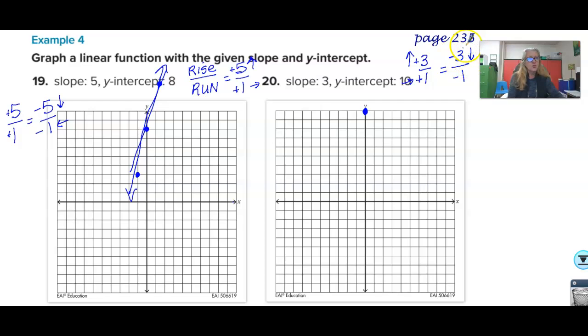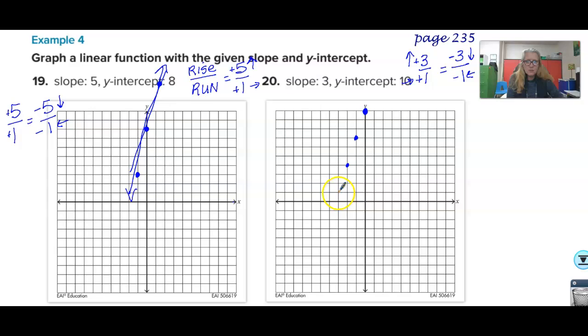Remember, the top number is always your up and down number, your rise. And the bottom number is always left or right. From here, you're going to go down 3, 1, 2, 3, left 1. And you can do this repeatedly too.